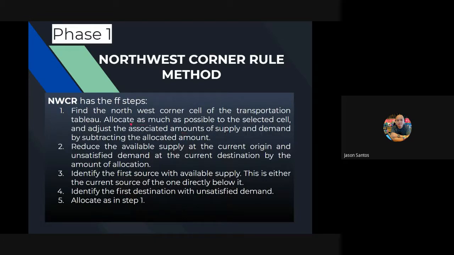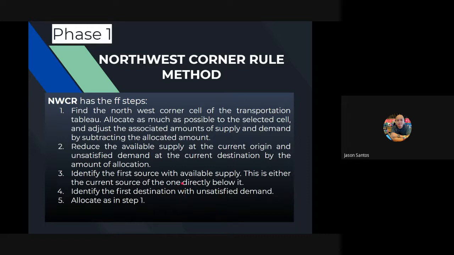And then the northwest corner rule method has the following steps. First, you have to find the northwest corner cell, allocate as much as possible to that selected cell, and adjust the associated amounts of supply and demand by subtracting the allocated amount. Then reduce the available supply at the corner origin and unsatisfied demand at the current destination by the amount of allocation. Number three is to identify the first source with available supply. This is either the current source or the one directly below it. Number four, identify the first destination with unsatisfied demand. And number five, allocate as in step one. So it is just a cycle basically.